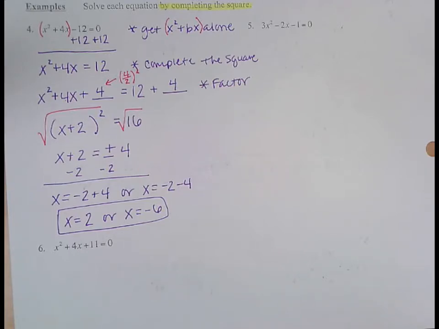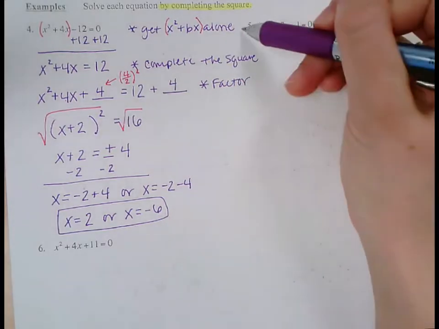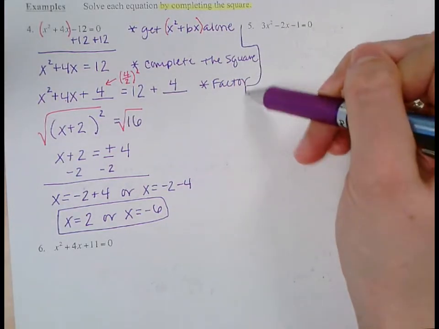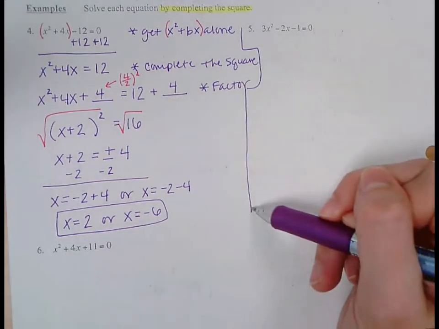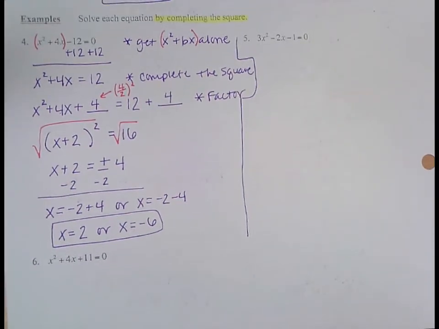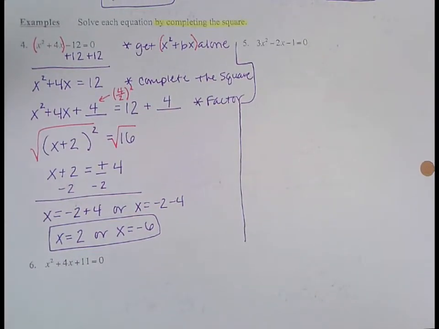We also use completing the square for more than just solving equations, as you'll see later in this chapter. So I also want to go through example 5 with you because there's one thing that's different. I'll have you do 6 on your own or in your groups, but with 5, what's different is that your a value is not 1.